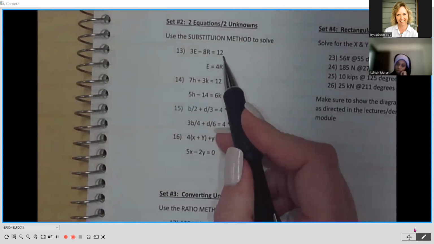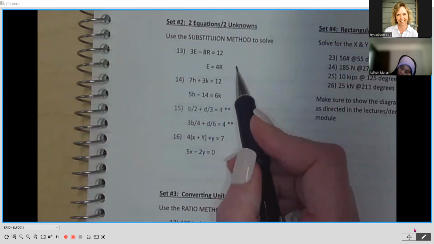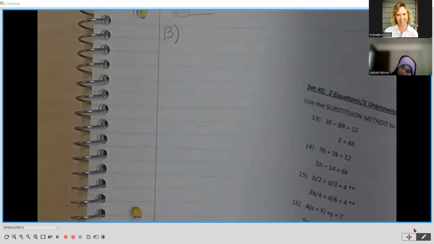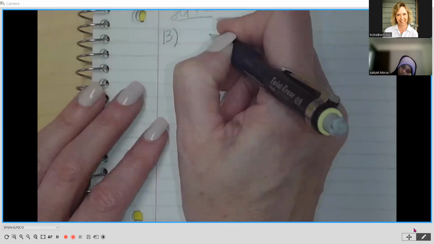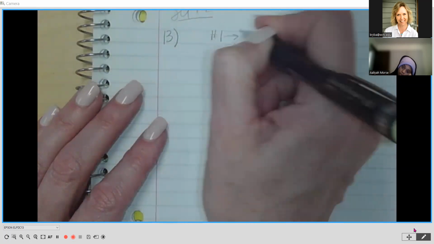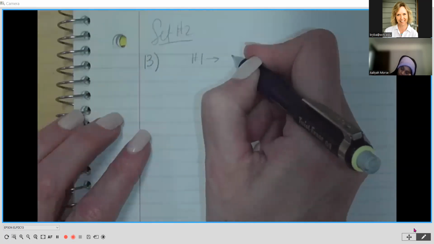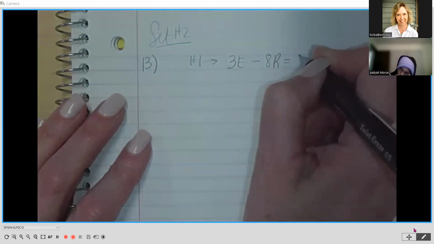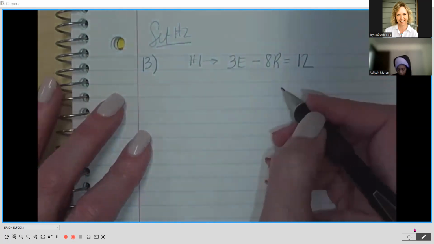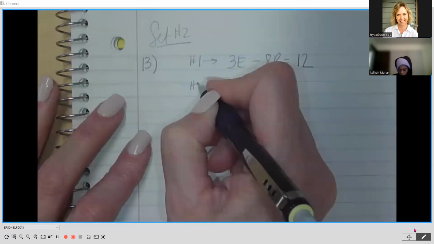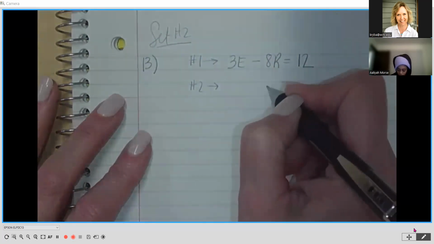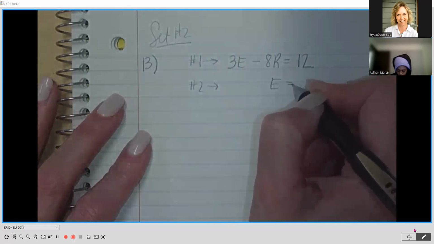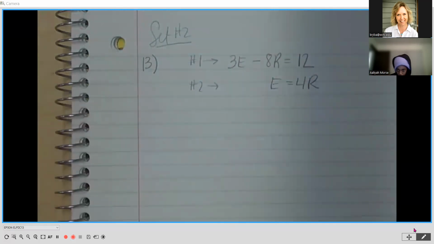All right, so we're going to write these two equations. I'm going to call the top one number 1 and the bottom one number 2. So number 1 is going to be 3e minus 8r is equal to 12. And then my number 2 is going to be e is equal to 4r.